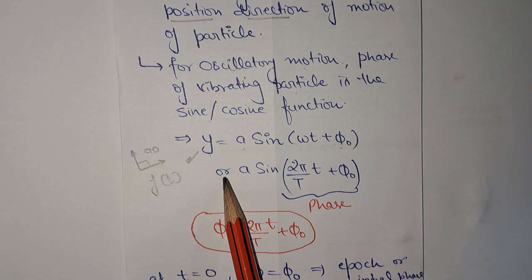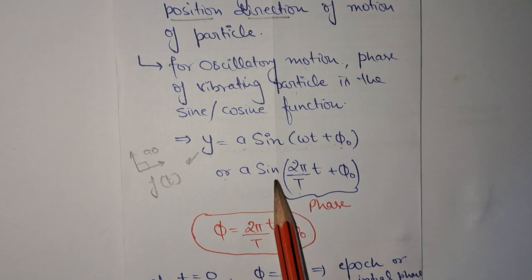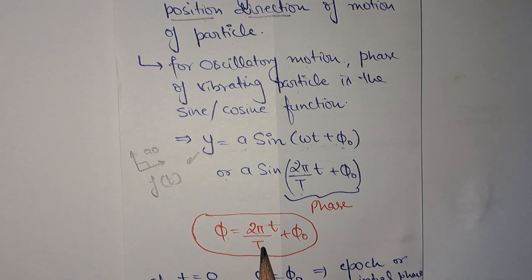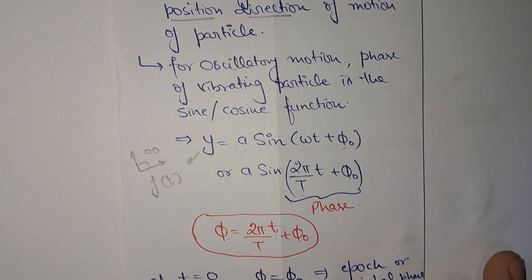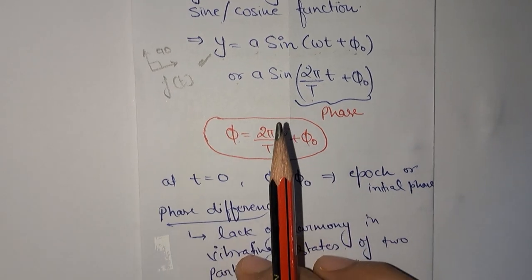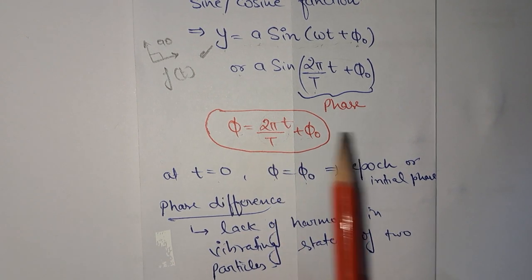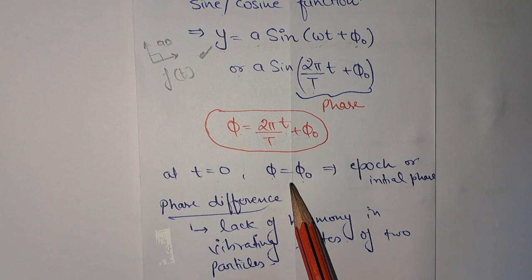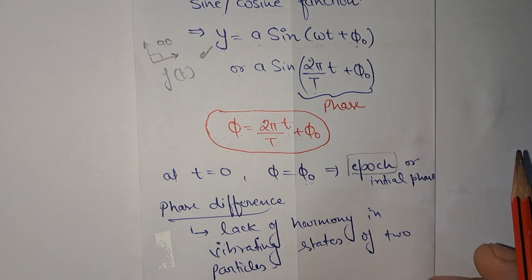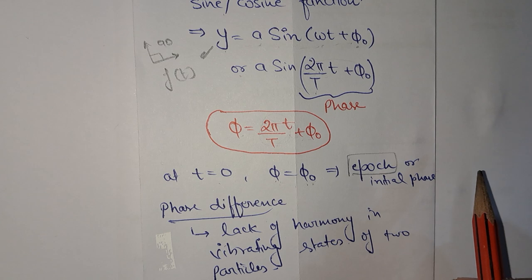In place of omega we can write 2 pi by T. So this value is telling you the phase. This is phi. Phi is equal to 2 pi by T times time plus phi naught. When t is equal to 0, phi becomes phi naught, as this term completely becomes 0. This condition, when phi is equal to phi naught, meaning the initial phase or initial condition, is known as epoch, or also known as the initial phase.